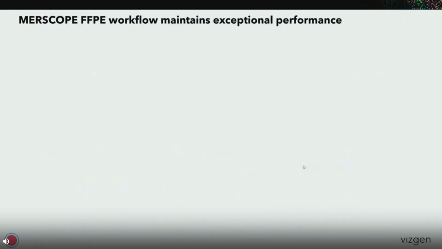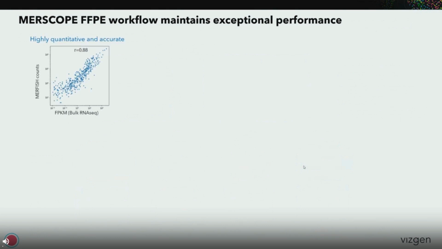And next, to more systematically characterize the performance of the MERSCOPE FFPE workflow, we performed a couple of benchmarking studies. We benchmarked the acquired data in FFPE with bulk RNA-seq and MERFISH data acquired by the fresh frozen workflow. As shown by this correlation plot with bulk RNA-seq, the MERSCOPE FFPE workflow is highly quantitative, with a correlation coefficient of 0.88. And you can see that it also maintains the linear correlation with a very large dynamic range of expression, more than 4 orders of magnitude, similar to the range that I discussed a few slides ago.